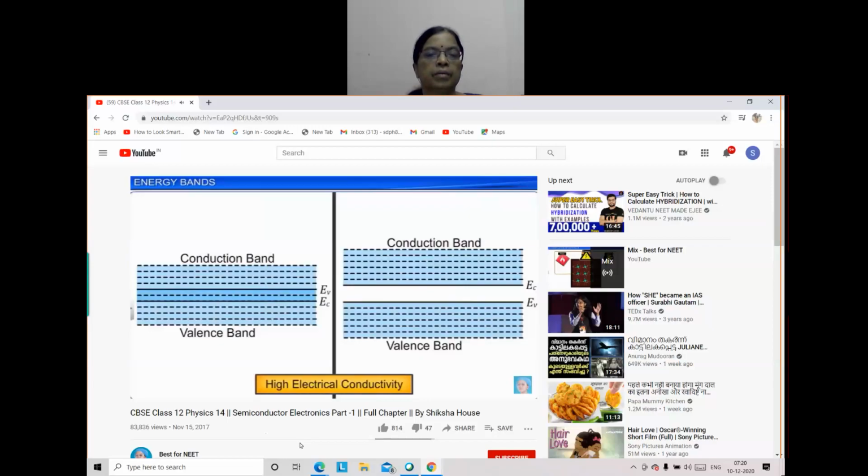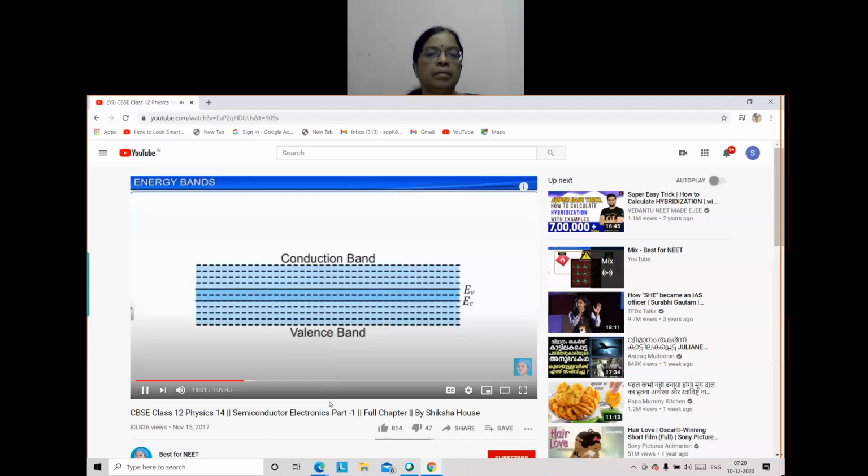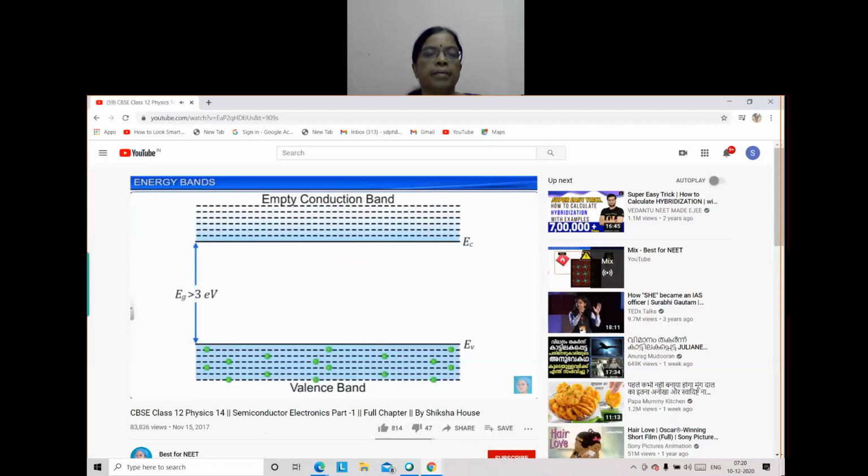For some solids, there exists a very large energy band gap, greater than 3 electron volt. In such solids, it is practically impossible for the valence band electrons to move into the conduction band, since the energy required is very high as the band gap is very large. Such materials then have very few conduction electrons and hence have very low electrical conductivity. Such materials are characterized as insulators.